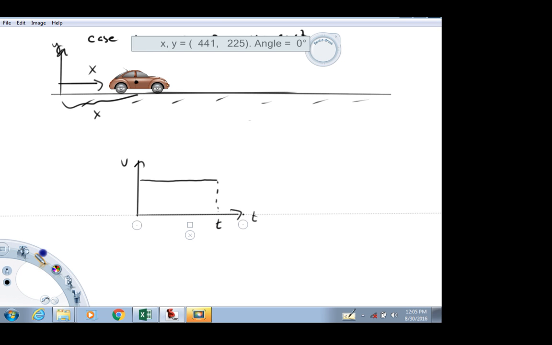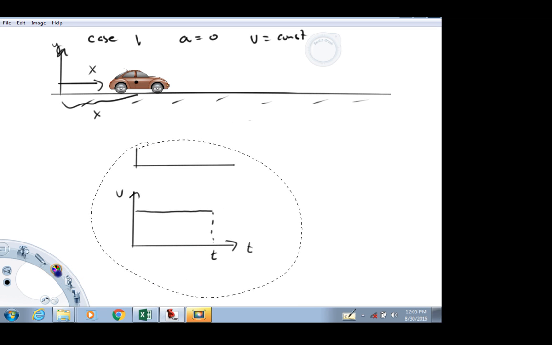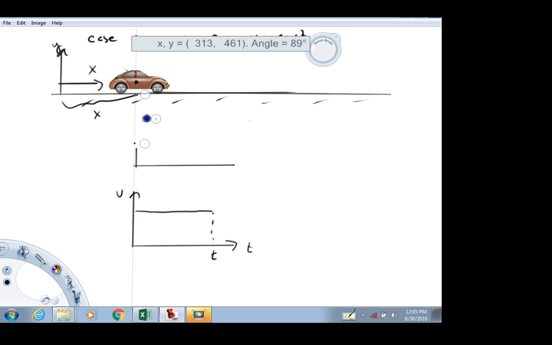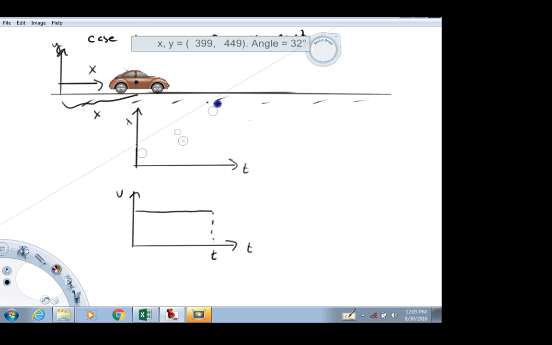The position graph, if we sketch that one, is now going to be linear in this example. So X against t might look something like this.